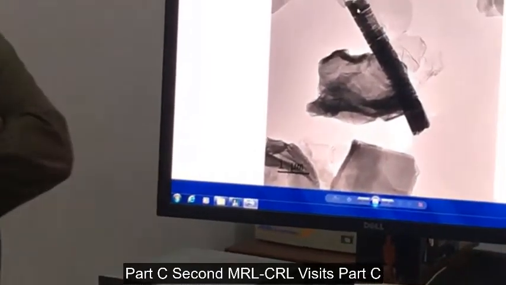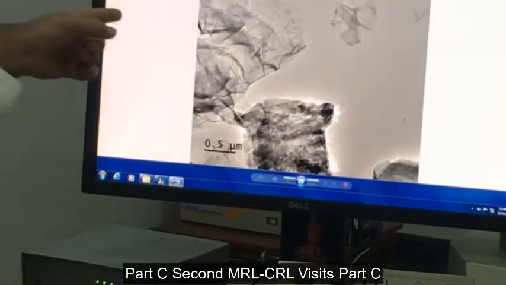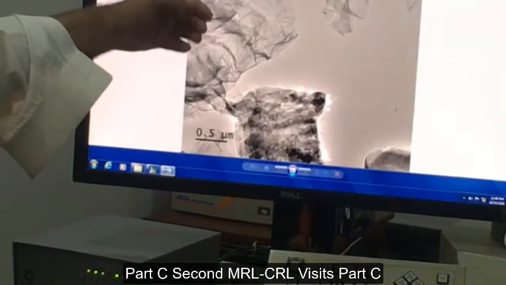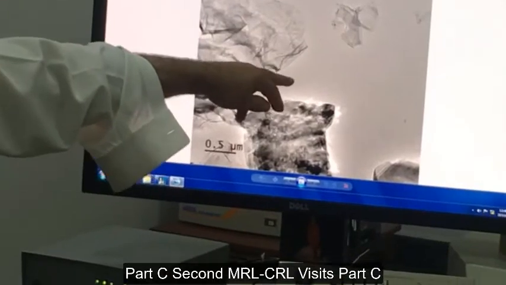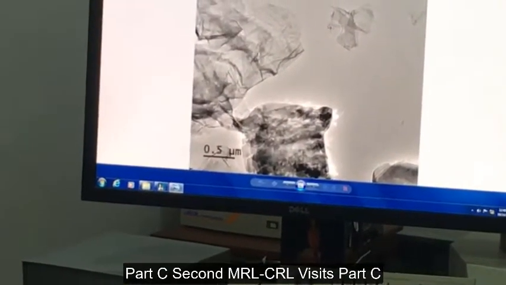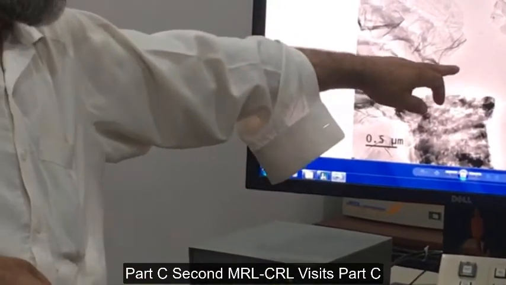This is a single graphene sheet. These are very thin areas, you see, completely electron transparent, a little bit shaded in comparison to this. So in the electron microscope you have the transmitted beam, and the transmitted beam gives you directly this screen.